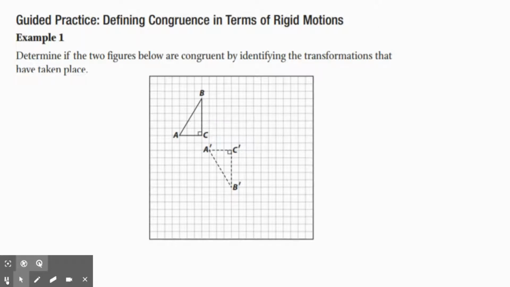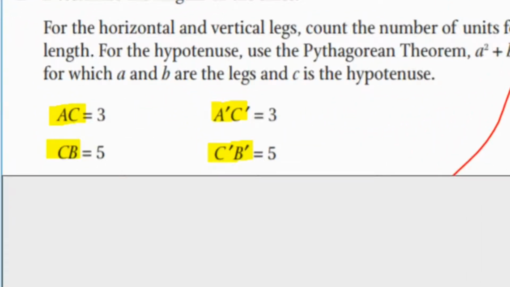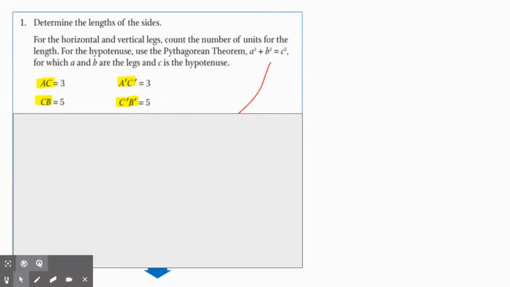Example 1: determine if the two figures below are congruent by identifying the transformations that have taken place. When you are doing these examples and the practice, I'm going to want to see proof that the pre-image is congruent to the image. You're going to do this by determining the lengths of the sides. In the picture, AC is equal to 3 and A prime C prime is equal to 3. The distance from C to B is equal to 5, and the distance from C prime to B prime is equal to 5.